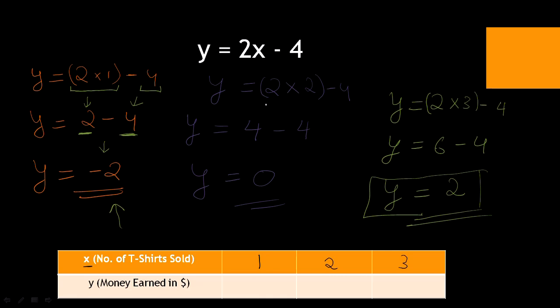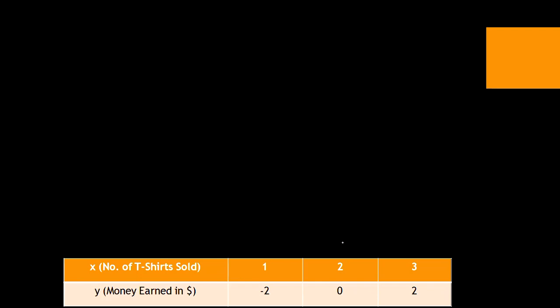In this case, he's earned $4 by selling t-shirts, and he also has to pay $4 as rent. Because the money earned and the money he has to spend is equal, he earns no money, and therefore his final income is 0. Here, by chance, because he's sold 3 t-shirts, he's able to make more money by selling t-shirts as compared to the rent he has to pay, and therefore he ends up earning some money, which is $2, and that's why he has some final income, right? Makes sense. Putting those values in the table, I get this.